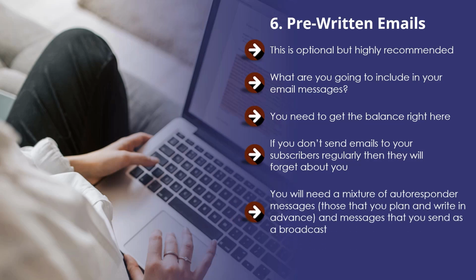You will need a mixture of autoresponder messages, those that you plan and write in advance, and messages that you send as a broadcast. A broadcast message could be about a new post that you have published on your blog or a new video on your YouTube channel, for example. Often, you will not plan a broadcast message. Something changes, and you need to tell your email subscribers about it right away. For example, you may come across a new product or service that you know will help your email subscribers.